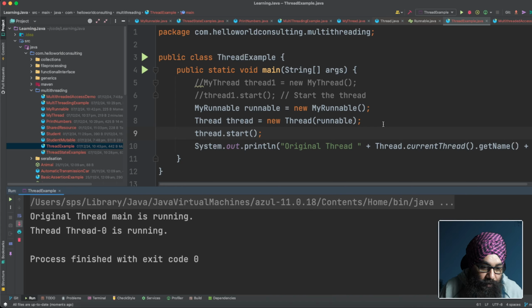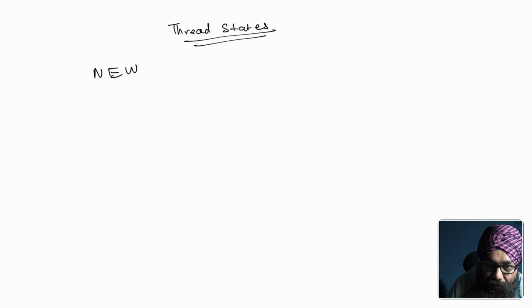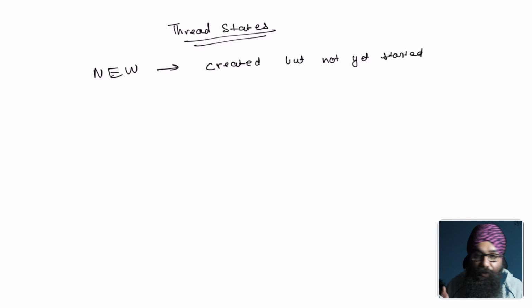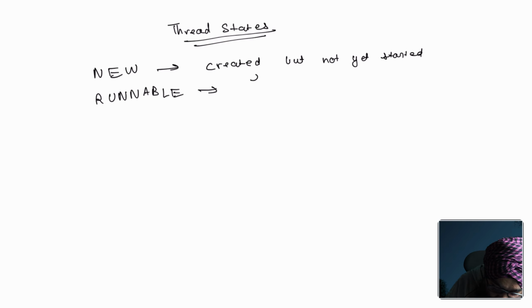Okay, now let's learn about thread states. Whenever you create a thread, first of all it enters the new state. This means the thread is created but it has not started yet. Then comes runnable. As soon as you call the start method on the thread, it enters from new into runnable.